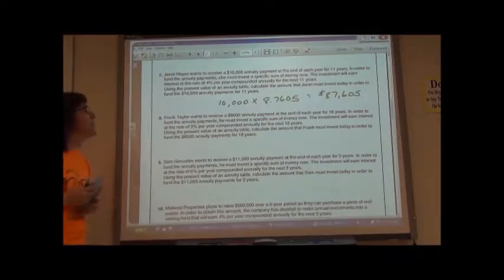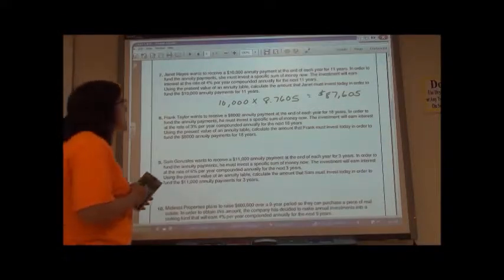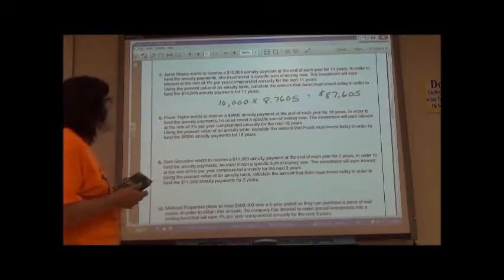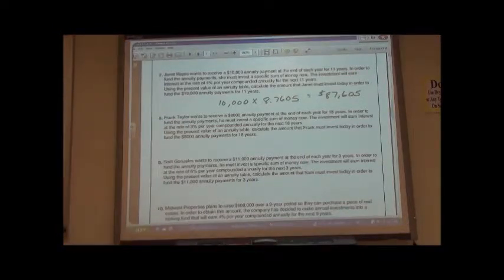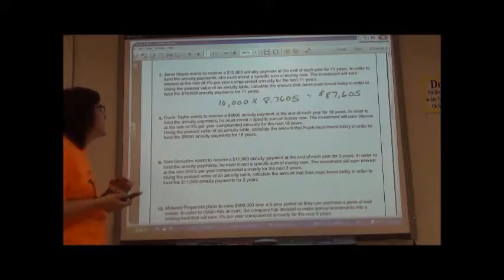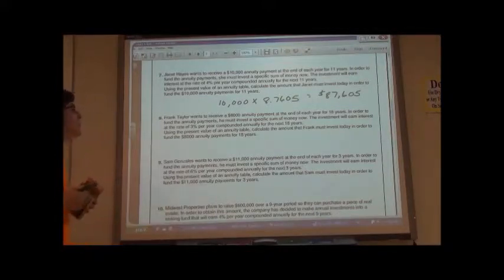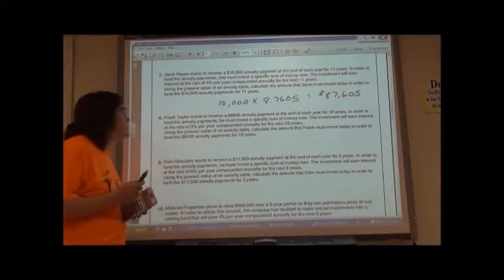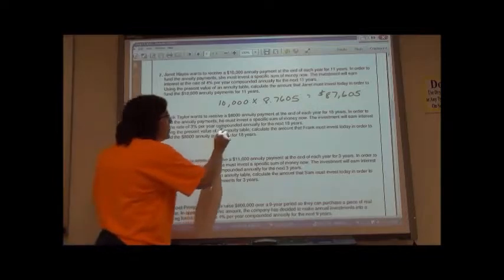Frank Taylor wants to receive an $8,000 annuity payment at the end of each year for 18 years. In order to fund the annuity payments, he must invest a specific sum of money now. The investment will earn interest at the rate of 3% per year compounded annually for the next 18 years. Using the present value of an annuity table, calculate the amount that Frank must invest today in order to fund the $8,000 annuity payment. So again, this one's compounded annually.